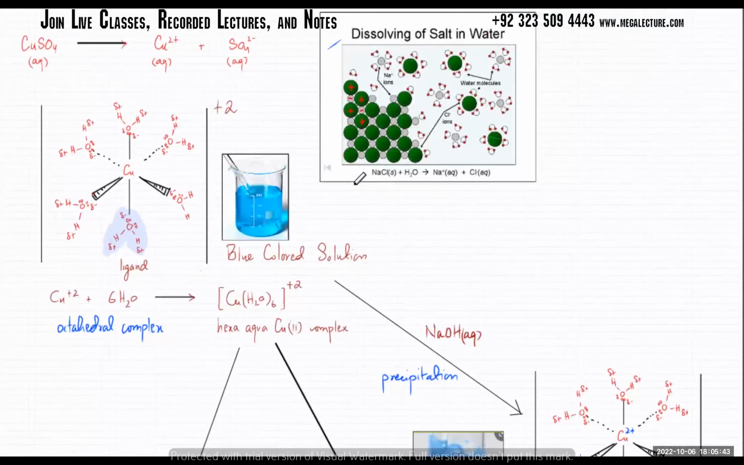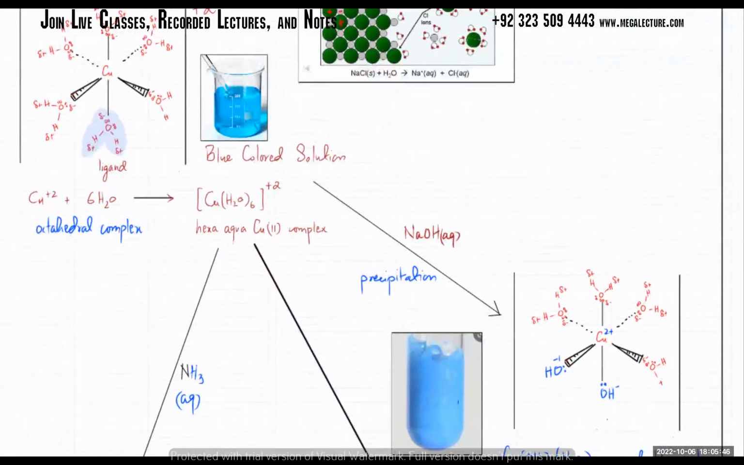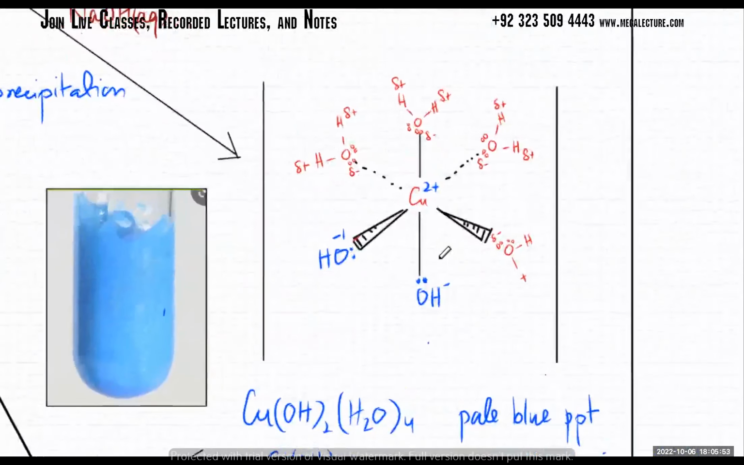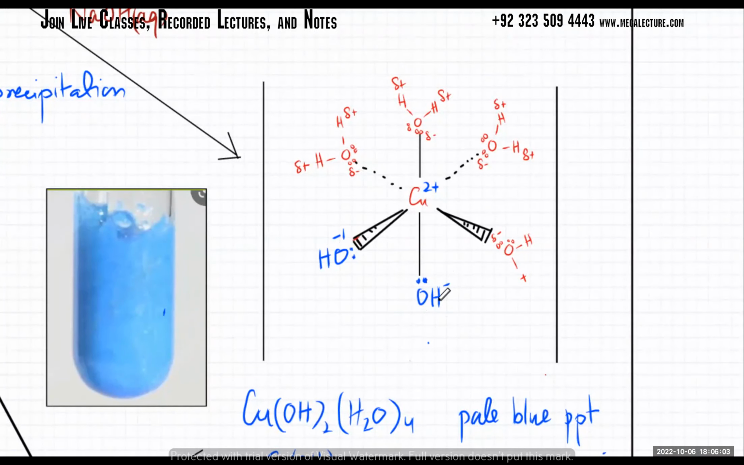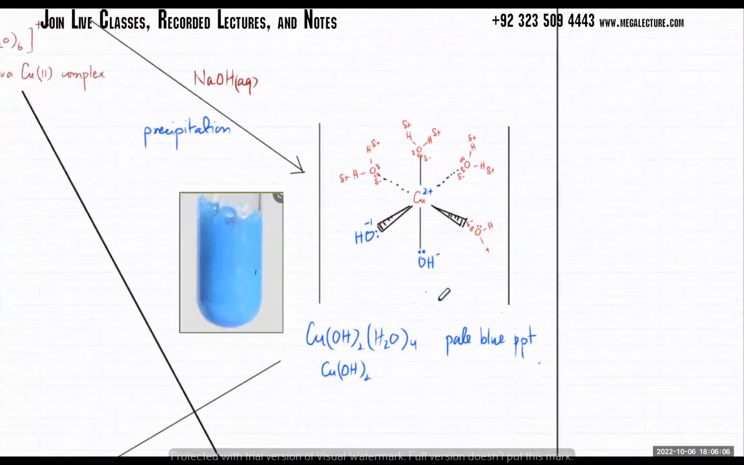And the next thing is, if you add NaOH to it, some of the water molecules, some of the ligands, are going to get knocked out and replaced by OH- ions. That results in the formation of a very pale blue precipitate, a solid precipitate. A crystal is formed, which is very insoluble. It's copper hydroxide. So this is going to be formed.